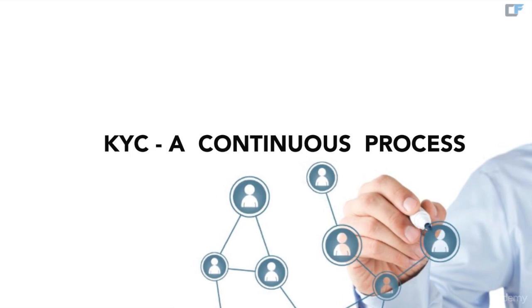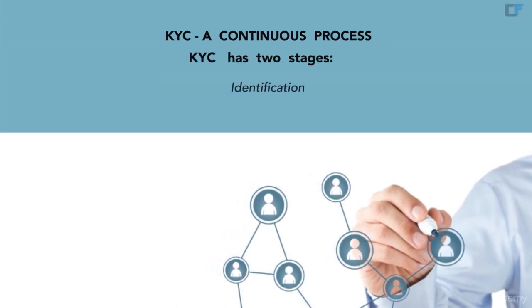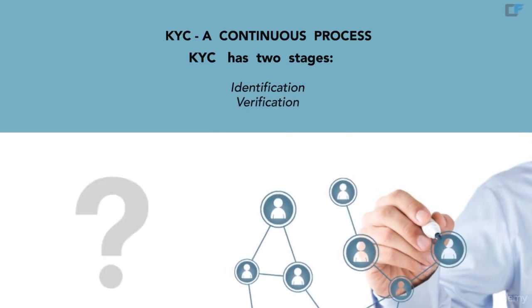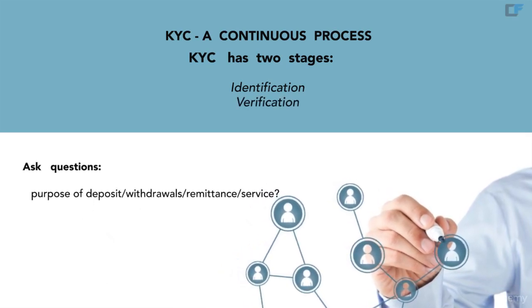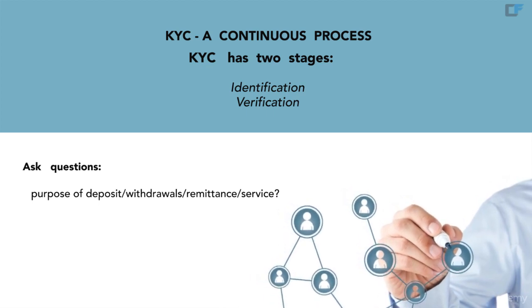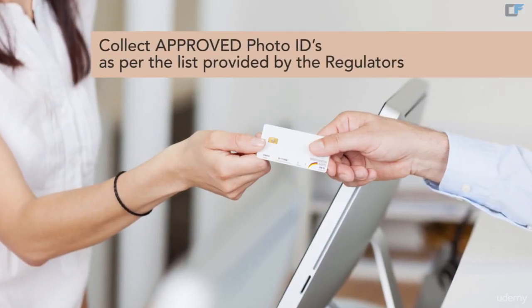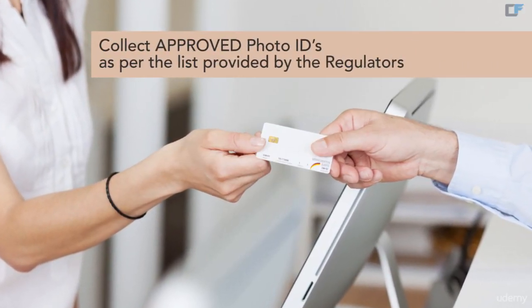KYC is a continuous process. KYC has two stages: identification and verification. Ask questions. What is the purpose of deposit, withdrawals, remittance, or service? Is the information provided by the customer relevant to the purpose of the service requested? And identify the source of income. Collect approved photo IDs as per the list provided by the regulators.